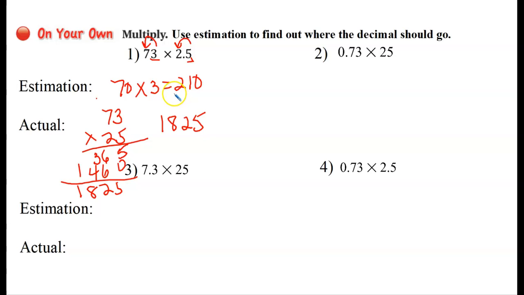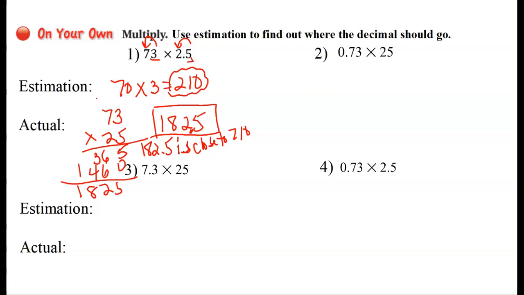And now what I want to do is I want to look at my estimate and I want to figure out where the decimal goes. That makes sense, right? Is 200 close to 1,000 if I put the decimal there? No. But is it close to 182.5? Yes. So that's where my decimal goes because 182.5 is close to 210. And now I'm just going to set up these other problems.